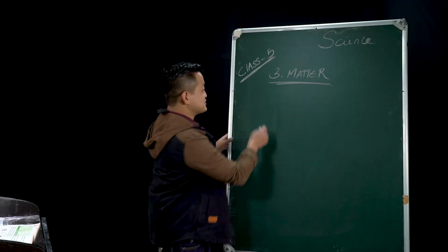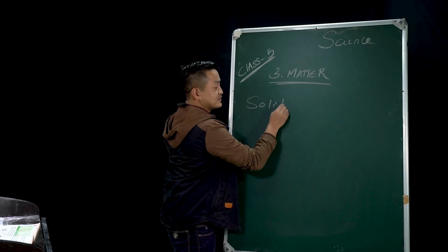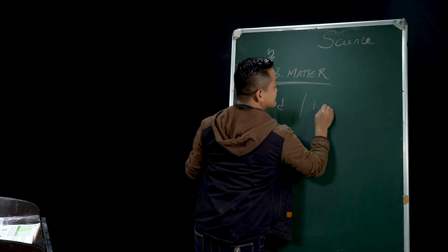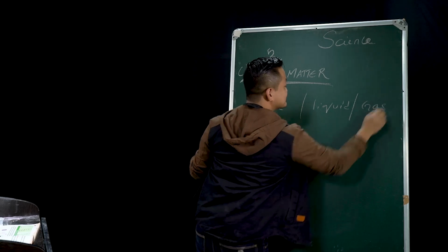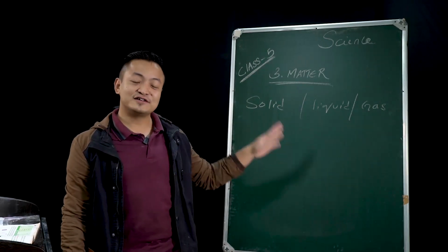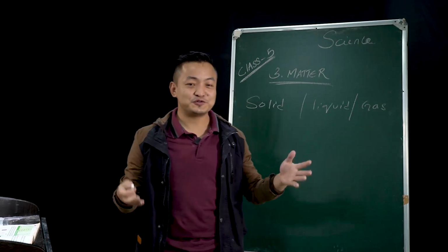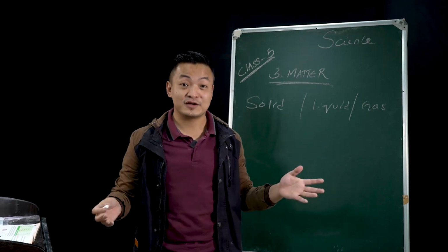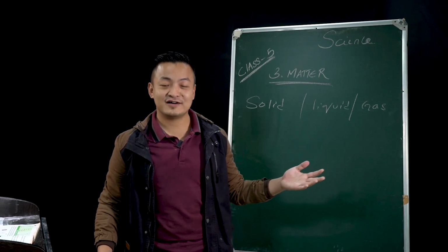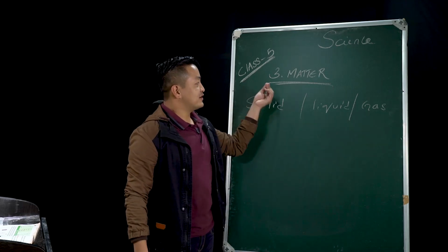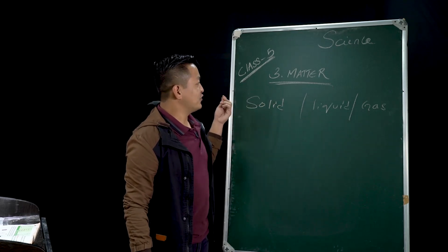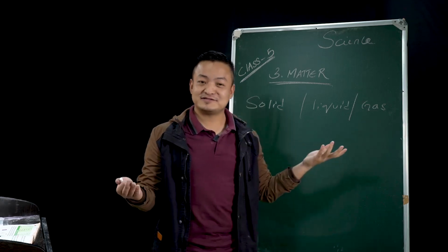Clear? Okay, so now there are three types of matter. That is solid, liquid, and gas. Clear? Solid, liquid, and gas. I'm sure you know what is solid, which one is liquid, and which one is gas, right? Okay, so matter is made up of what particles?